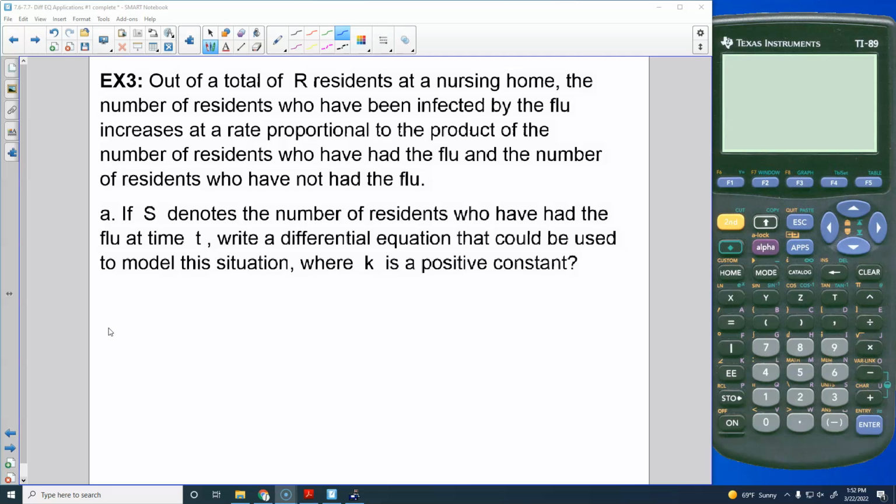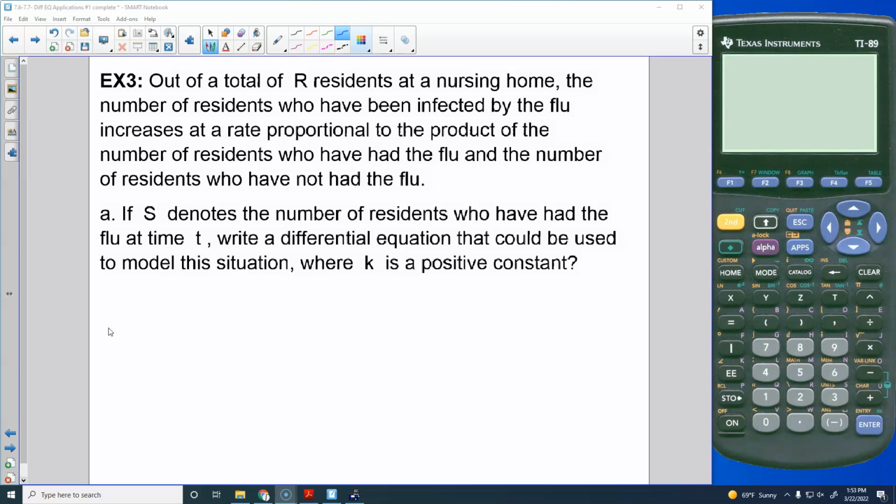Out of a total of R residents in a nursing home, the number of residents who have been infected by the flu increases at a rate proportional to the product of the number of residents who have had the flu and the number of residents who have not had the flu. So, if S denotes the number of residents who have had the flu at time t, write a differential equation that could be used to model the situation where K is a positive constant.